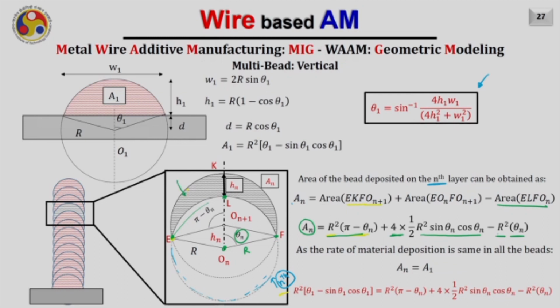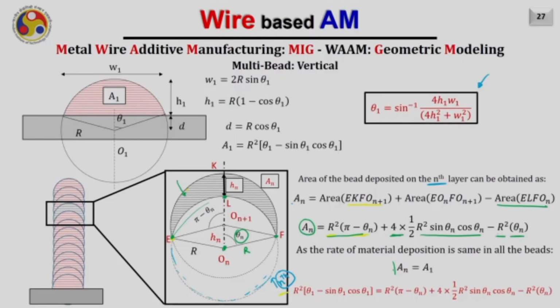Once we have the area of the bead deposited on the nth layer, it is obvious that this area should be the same as when the bead was deposited on the flat surface. This is because of the conservation of mass. You are depositing with the same deposition rate, and even if you deposit on a curved bed or on a flat bed, the area you are depositing is going to remain the same. Therefore, let us equate these two areas.